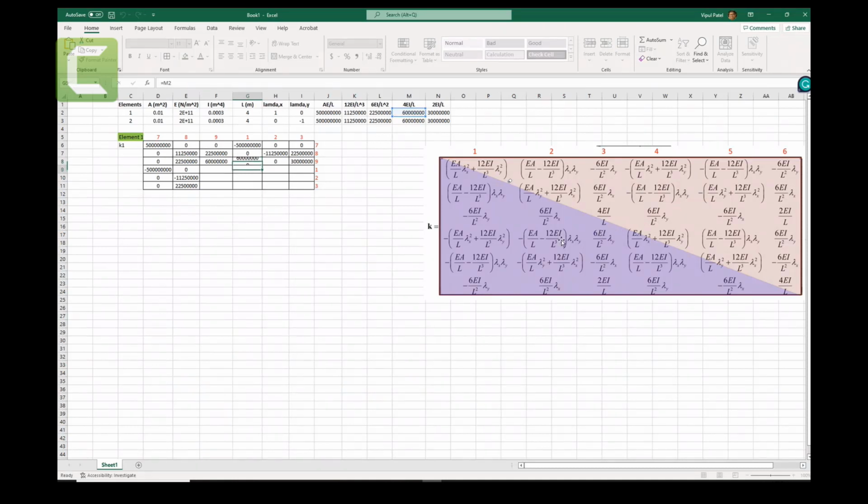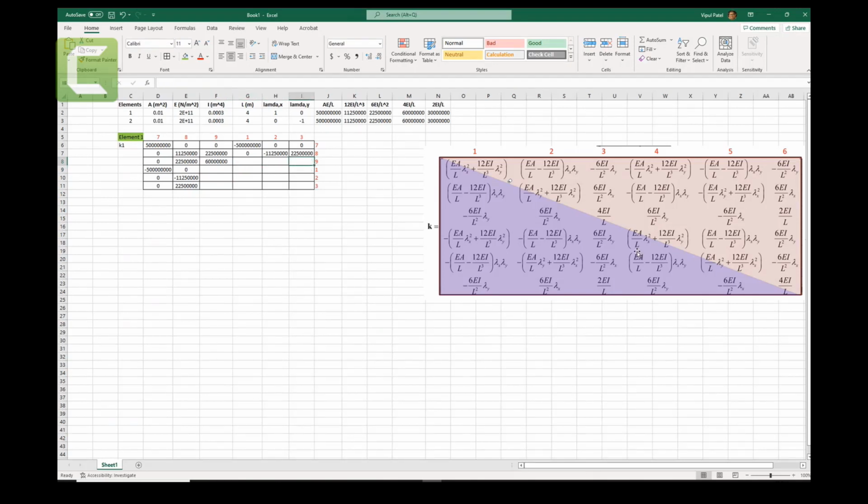Something I screwed up, in row 3. That is row number 4. We need to work on here. So what happens here? Let me check. 500, 0, 0, minus 500, 0, 0, 11.5, 22.5, 0, minus 11.2, 22.5, 0, 22.5, 60, 0. Okay, something is wrong here.